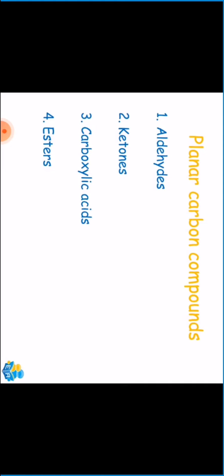When it comes to planar carbon compounds, it's important to discuss what planar is. Planar carbon compounds have a bond angle of 120 degrees between each of their bonds. So that's what planar means. And there's four types of planar compounds: aldehydes, ketones, carboxylic acids and esters. In this video, we're going to focus on aldehydes and ketones.